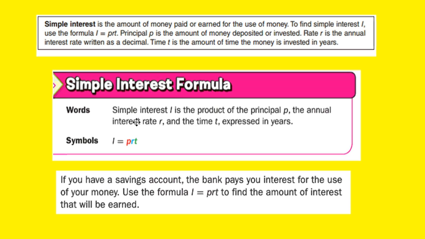If you have a savings account, the bank pays you interest for the use of your money. So you can use that formula, I equals PRT, to find the amount of interest that you're going to get or you're going to earn.